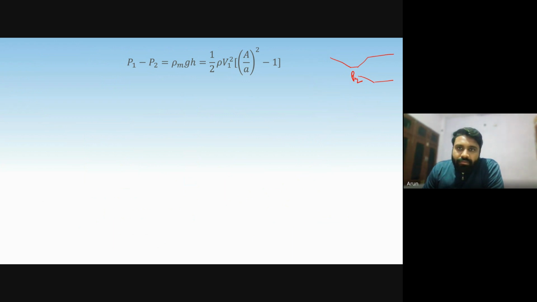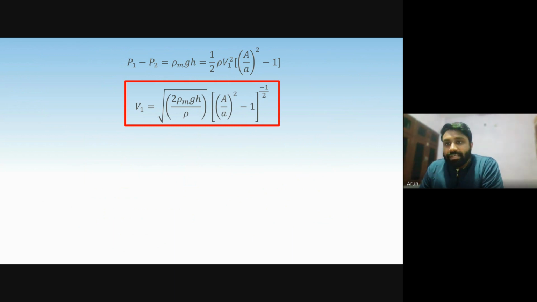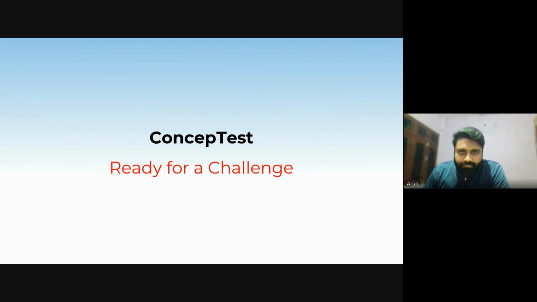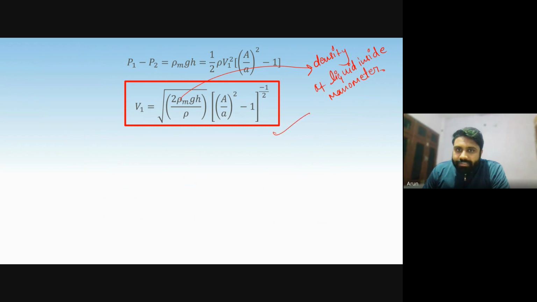Now, plus 1 by 2 times V1 square into (A by a) whole square minus 1. We have taken V1 square as common and 1 by 2 rho as common. So from that we can say that V1, which is the flow of liquid at the inlet of the venturimeter, is equal to the square root of 2 rho m g h, where rho m is the density of the liquid inside the manometer, divided by rho times (A by a) whole square minus 1, raised to the power minus half. Okay, so this is the formula for venturimeter flow.